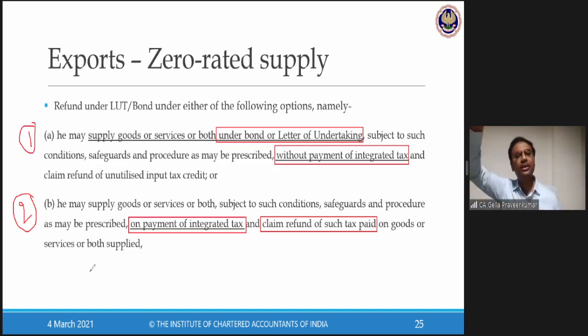I export the goods, I supply the goods to an SEZ unit or developer, I supply the services to an SEZ unit or developer, where I obtain an LUT or bond. Once I have an LUT or bond, there is no need to pay IGST. So it is a simple mechanism. You do the services, get a certificate that this is for authorized operations. Once you give a certificate, I'll give you a refund of your accumulated ITC.